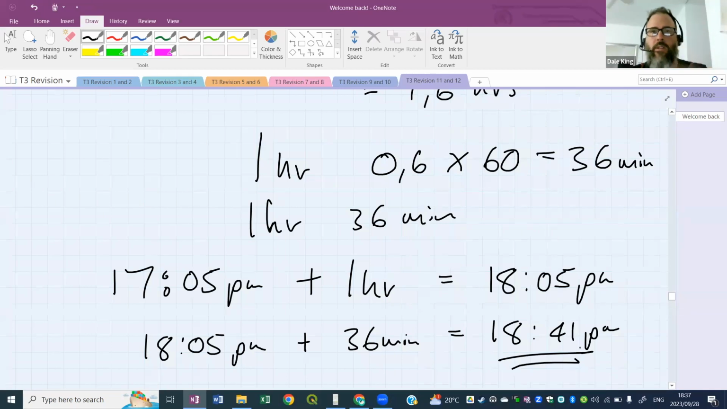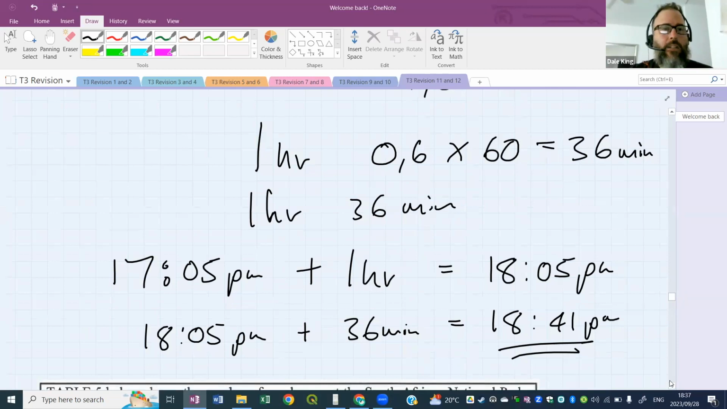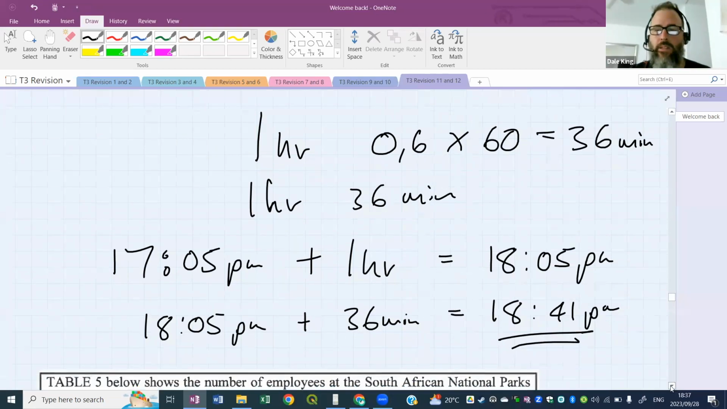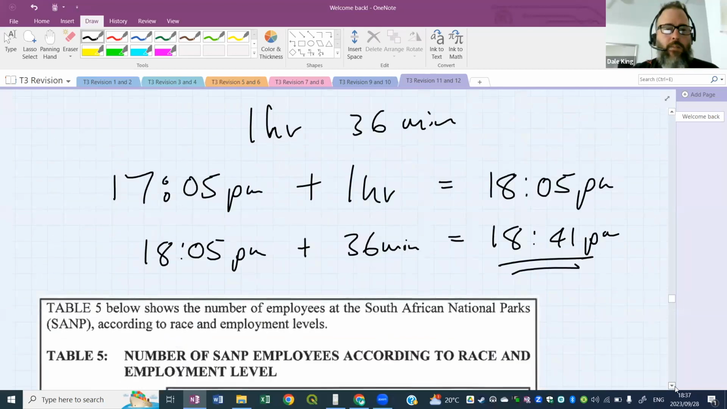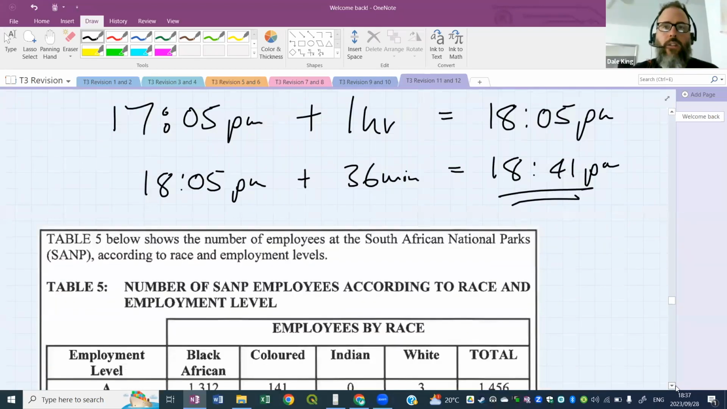So you'll have to make the statement, no, he will not make it. He's going to be stuck in the Kruger National Park. He's going to have to sleep in his car or something. I don't know. Poor guy. All right, let's move on. He will not make it.